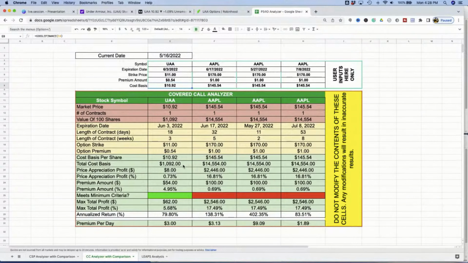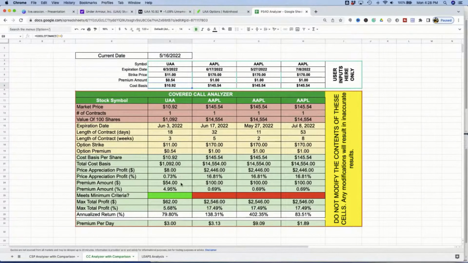So right now I have, in this example, $1,092 tied up as the value of these shares. That's what I paid for these shares. And if this option contract actually gets exercised, I would receive $11 per share. And so that would give me a price appreciation profit of only $8, right? So it's the 100 shares times $11 per share, which is the strike price, and I would subtract my cost basis, which is the $1,092. So that difference, that $8, that's my price appreciation. So that's not very much, right? It's a tiny amount. It's less than 1%.